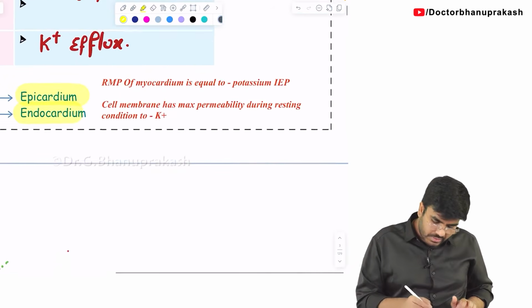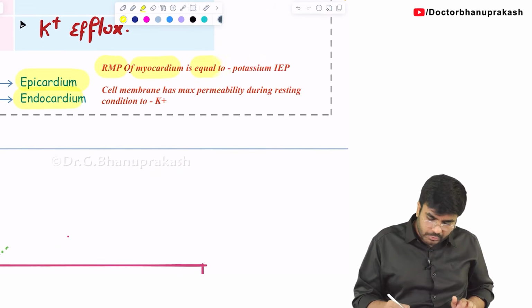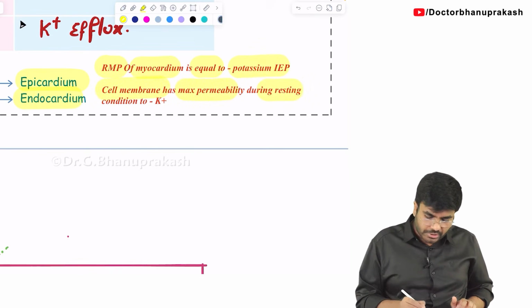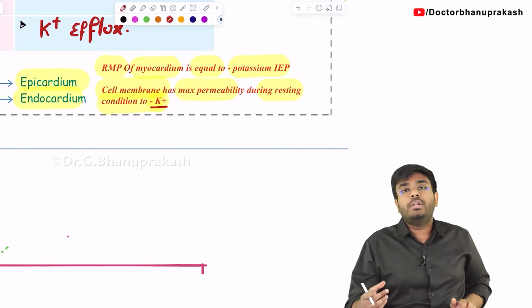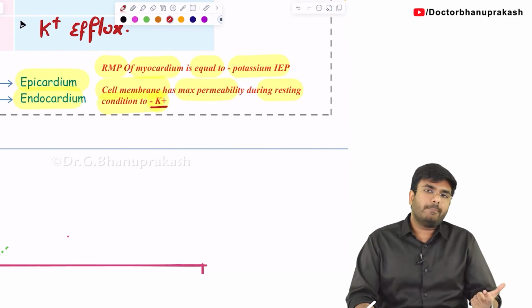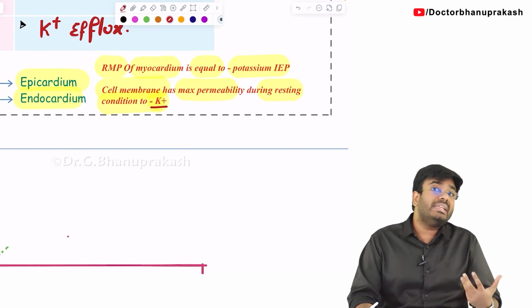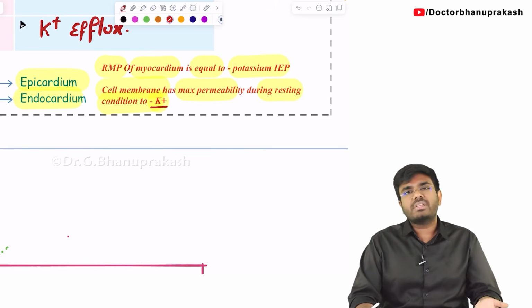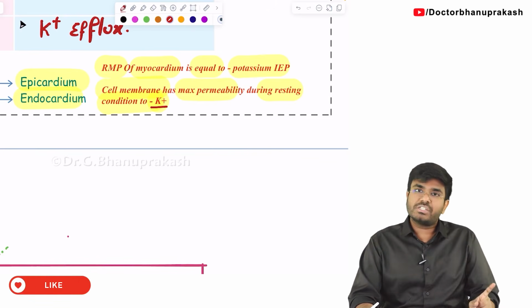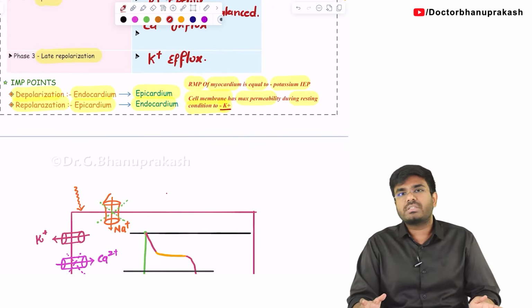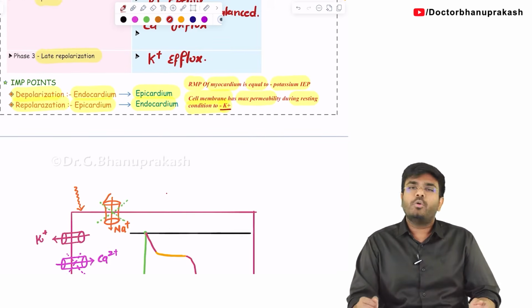Have I already told you these MCQs? Resting membrane potential of myocardium is equal to potassium isoelectric potential. The cell membrane has maximum permeability to which ion during resting conditions? Potassium. But if I am talking about the myocyte during depolarization, the cells have the maximum permeability to sodium. So sodium will come into the cell, which causes the depolarization. But during resting state, the answer will be potassium. Having said that, with this we have completed the action potentials of the ventricular myocyte also. Hope the video is helpful. Thank you.